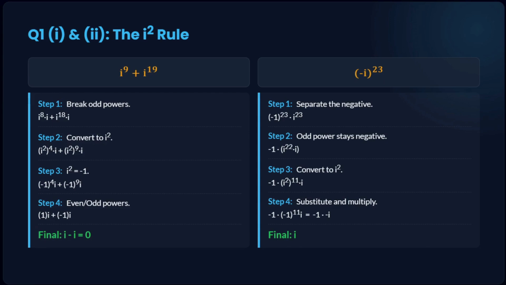For part 2, separate the negative sign first. Treat it as -1 to the 23rd, which stays negative. Reduce the i part down to -i, multiply the two negatives together, and you get +i.